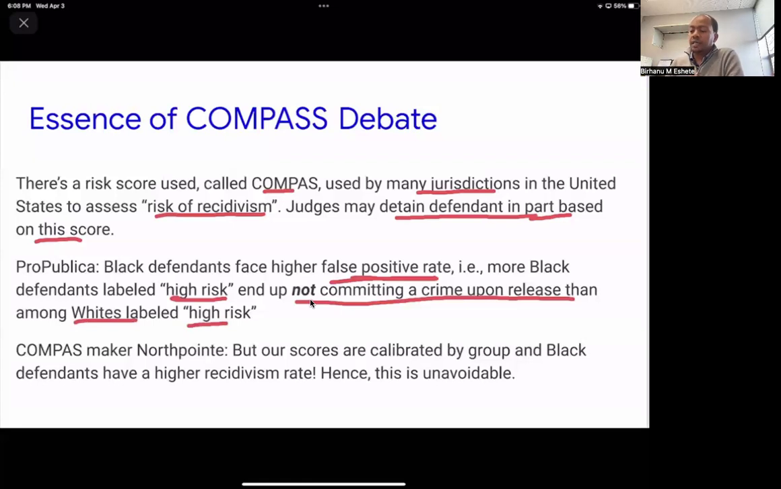Okay, so the maker of COMPAS, Northpointe, the company behind this technology, basically blamed it on calibration. They said, our scores are calibrated by group, and Black defendants have a higher recidivism rate, or the rate of committing crimes in the future. So this is unavoidable, right? They basically say, we use the state of the practice calibration method, and there's nothing we can do about it, right?